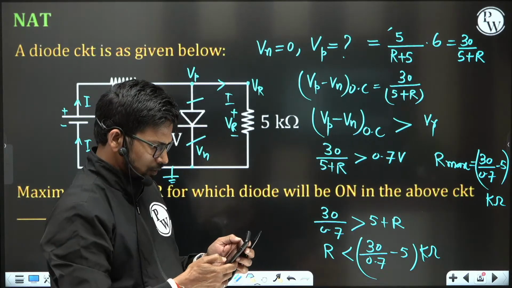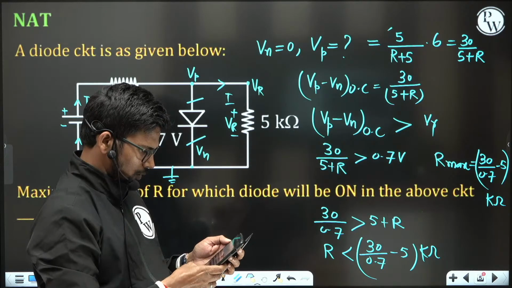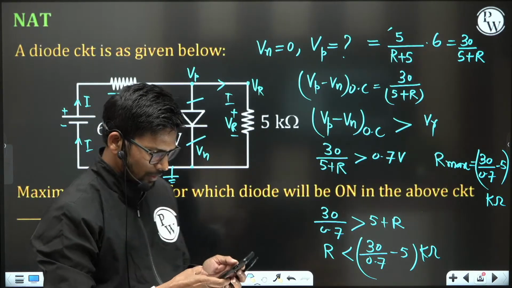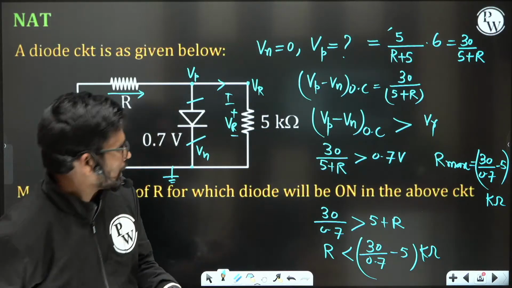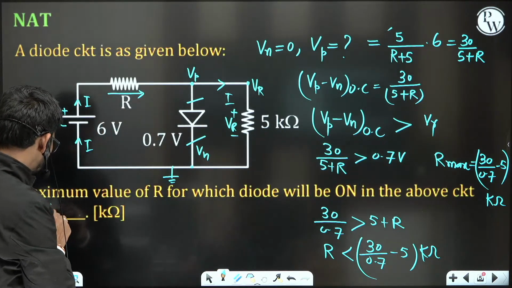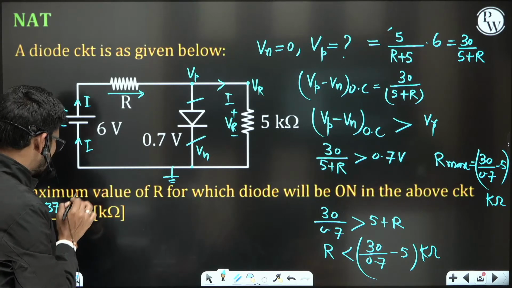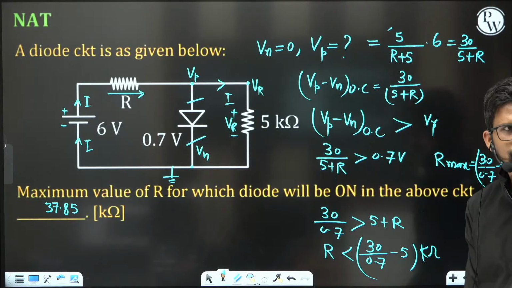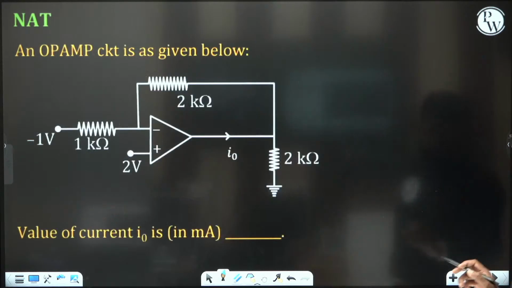Okay. So this comes out to be 30 divided by 0.7 minus 5. This comes out to be 37.85 kilo ohm. Somebody got this answer. Absolutely right. 37.86, you can say that. Okay. Absolutely right. So next question.